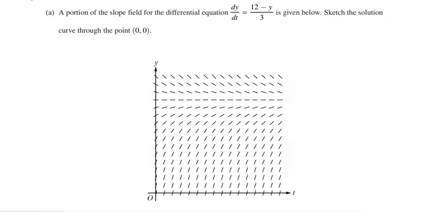The first part says a portion of the slope field for the differential equation is given below. Sketch the solution curve through (0, 0). You can see at (0, 0) we have a positive slope, which means the medication is starting to increase, and you can see how it continues to increase, and then it asymptotes at this 12 value. That is the solution curve through the point (0, 0). You do the best you can to follow the slope field in this case.